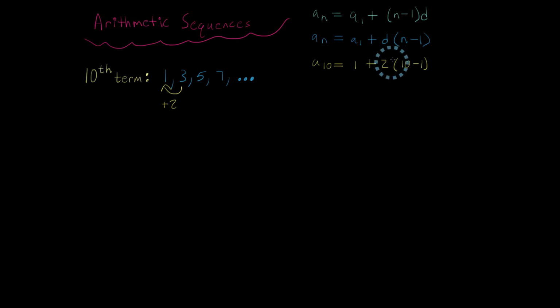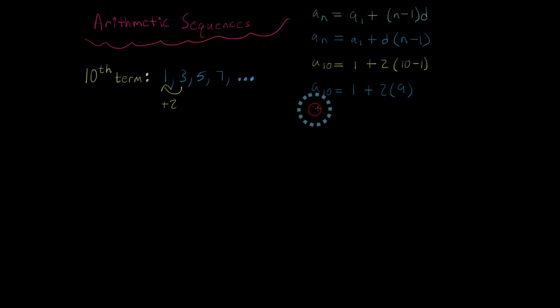I'm going to think of this as my new difference, and I'm going to add that to the value for my first term, which should give me the value for the 10th term. So a sub 10 is equivalent to 1 plus 2 times, well, 10 minus 1 is 9.